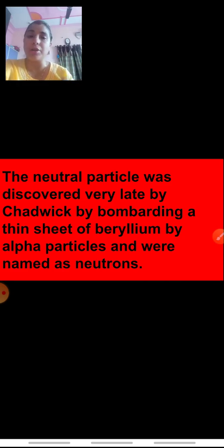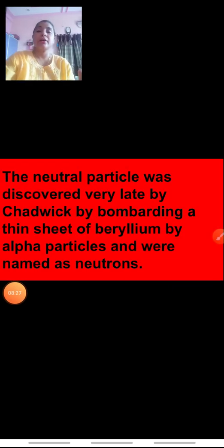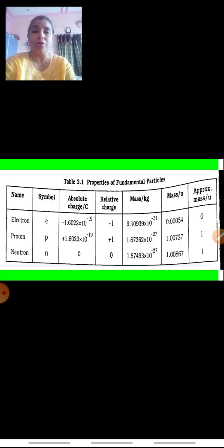Now see, the neutrons. The neutrons are neutral particles which were discovered very late due to the absence of charge on them. They were discovered by Chadwick by bombarding a thin sheet of beryllium with alpha particles, and were named neutrons. So, the positively charged particles are called protons, the negatively charged particles are called electrons, and the neutral particles are called neutrons.